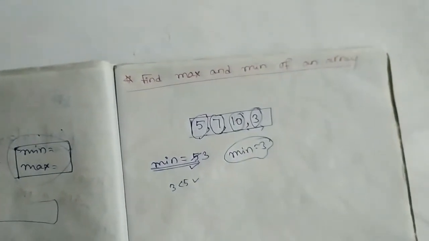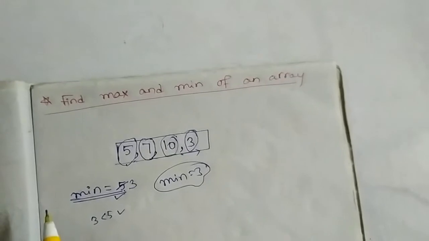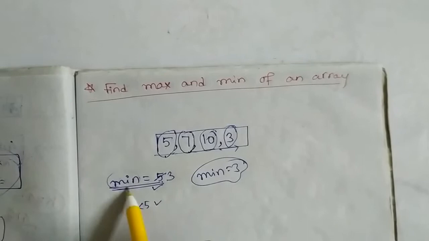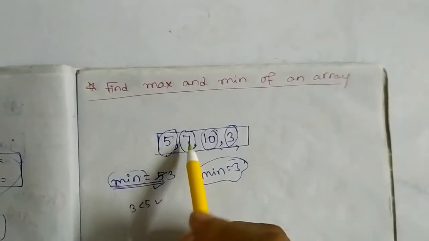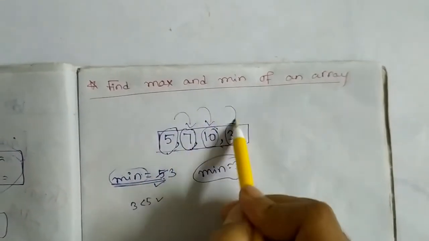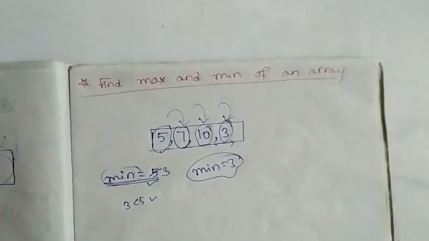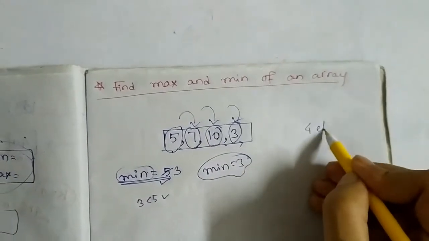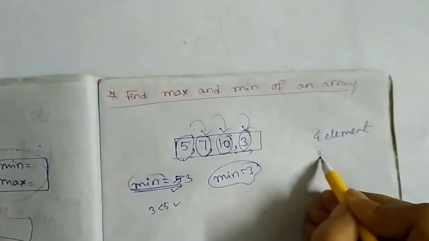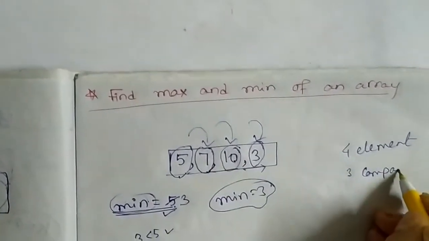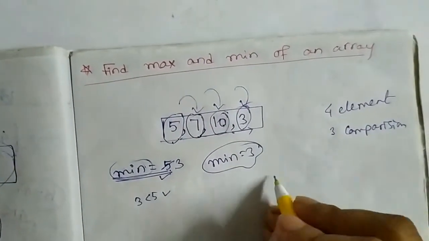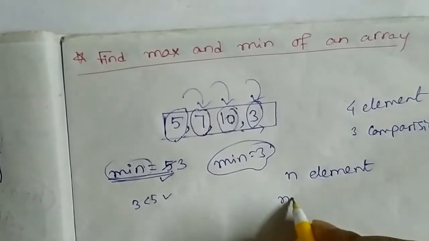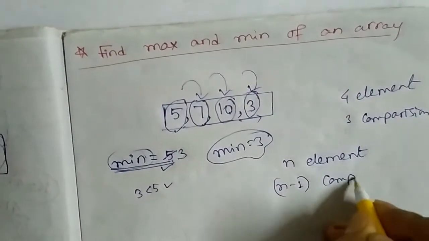Now the important point is how many comparisons we make. At first we initialize the minimum variable with 5 and then I compare it with the rest of the elements. Here in the array there are 4 elements, that's why I make 3 comparisons. That means if I have n elements, then I need n minus 1 comparisons.